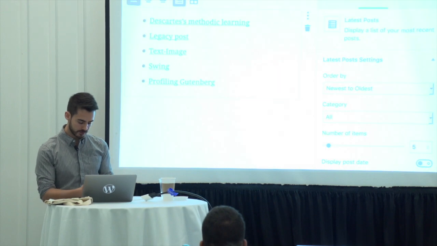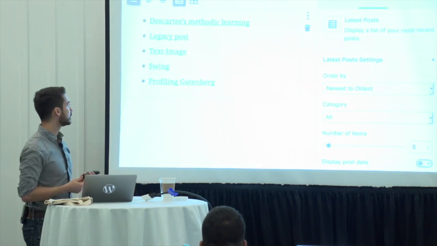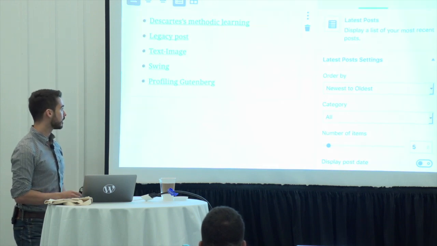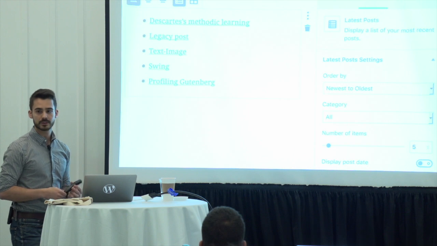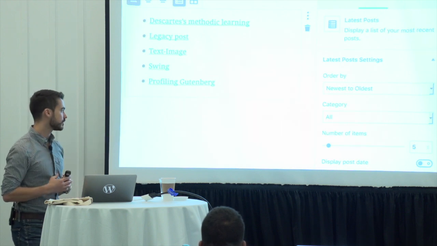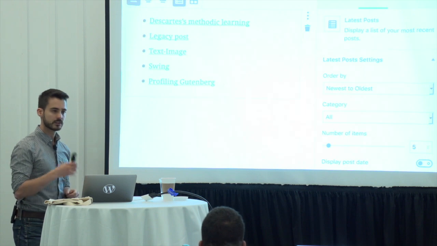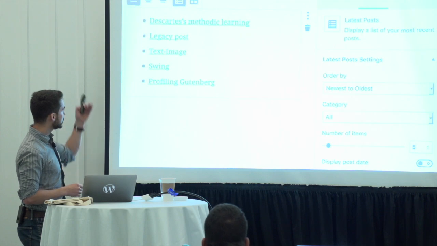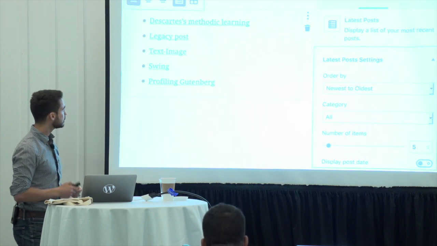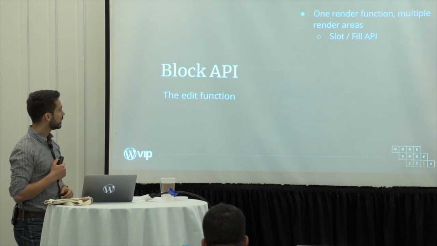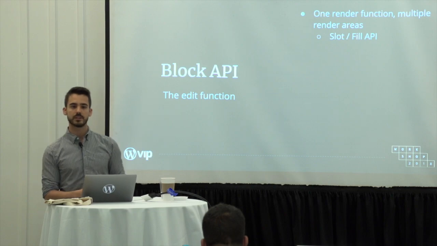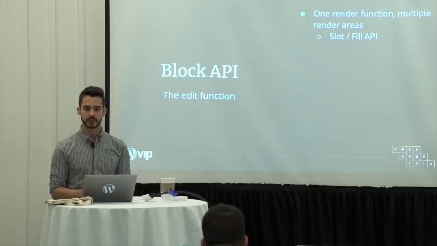So this is a different example, just so we don't grow bored of the quote. This is the latest post block, and it's a dynamic block, and it shows the most recent posts that have been published on a given site. And the controls on the site allow you to set specific criteria to filter what posts should be shown. So we see the actual listing, we see the controls on top, and you may notice that even though we only have one render function and specifically one output of the render function, we have multiple render areas in the application.